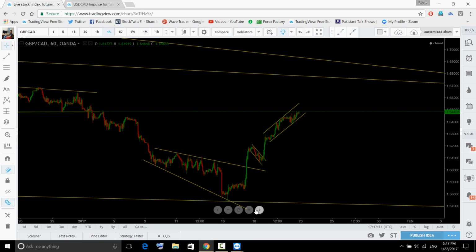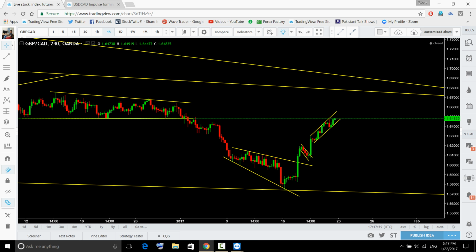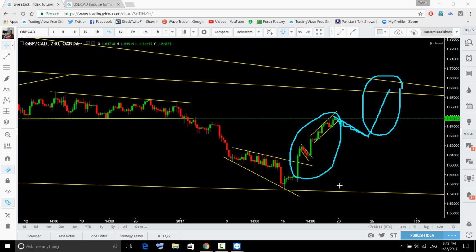Okay, so we can see on the 4-hour time frame it can form a much bigger correction. Okay, so it has already moved a lot. All right, so the trade we will get on this pair is this. So for that, a correction is required, something like this.